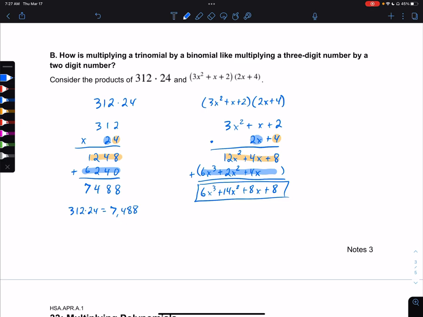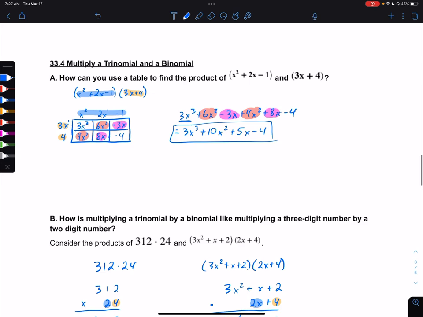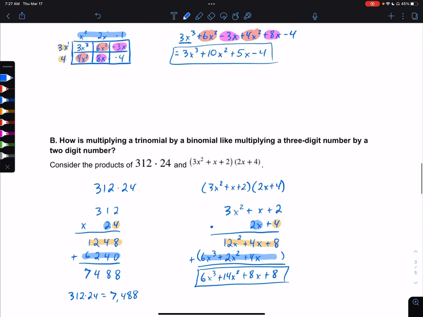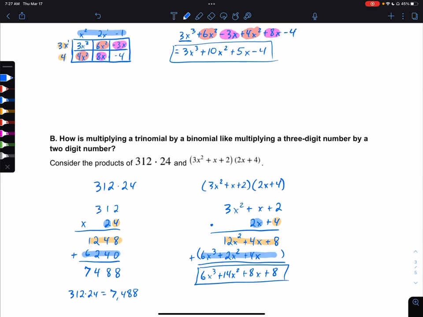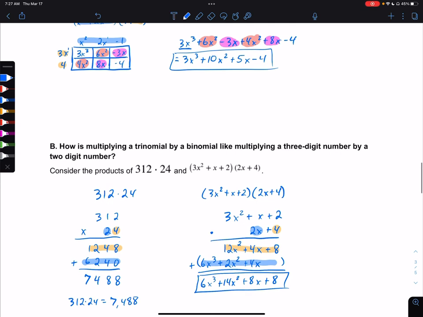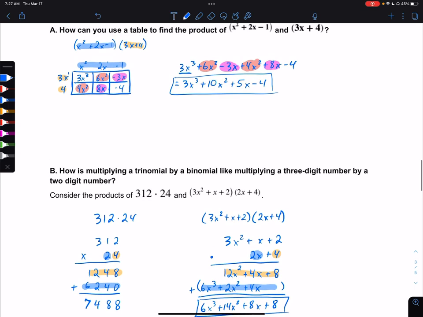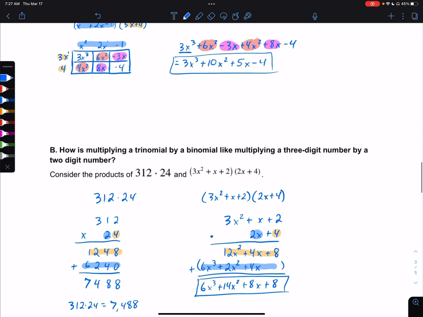So you have the choice. You can use a table like we did in part A. You can use this kind of vertical looking method for part B. Both of them are organizational tools that will help you. I suggest picking one of the two methods and sticking with that. Most students prefer the table method. They're just a little bit more familiar with it. But this vertical method will help you stay a bit organized as well.